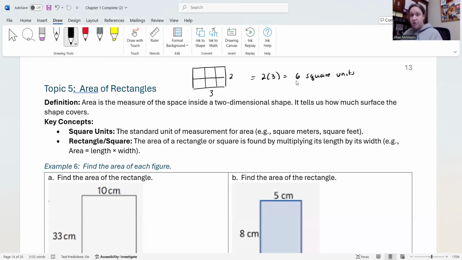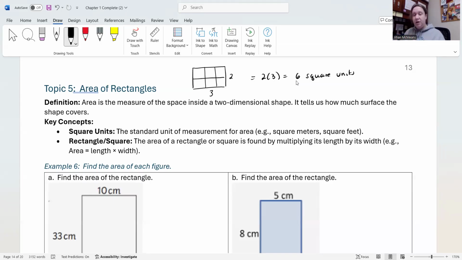Okay, so key concepts. I drew this with little squares very much on purpose, because we have to think of square units. When you're measuring area, you're measuring a surface, and we have to cover the surface with two-dimensional shapes. So we always use squares. Squares are nice. So we use square centimeters or square inches or square feet or square meters.